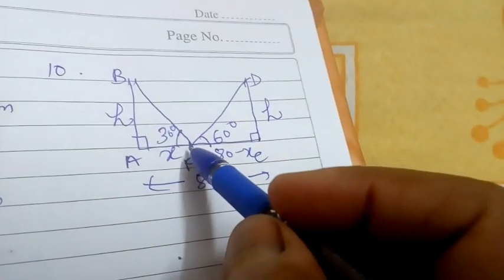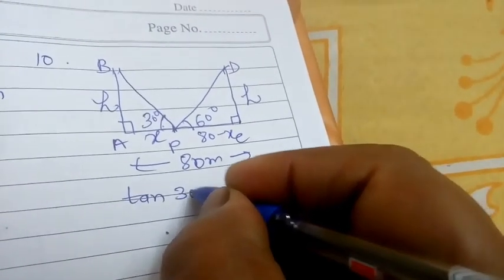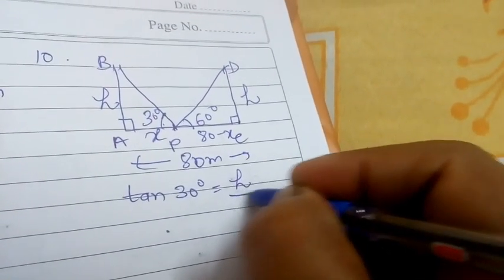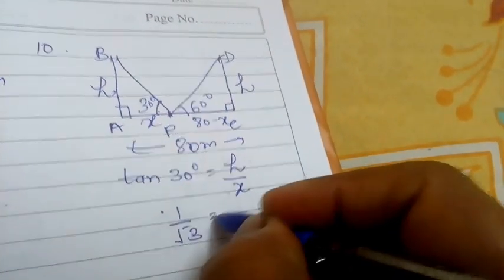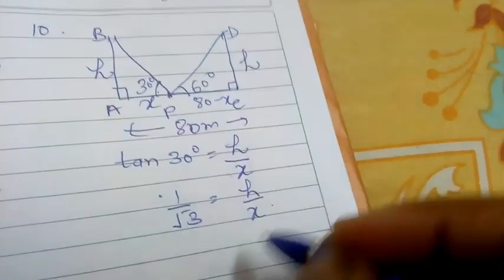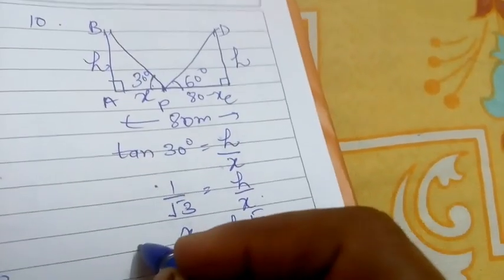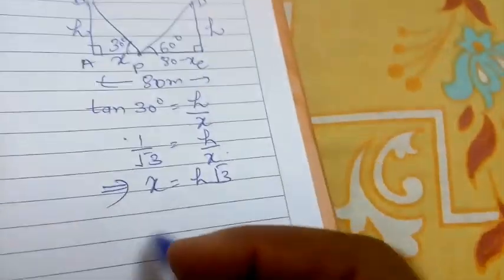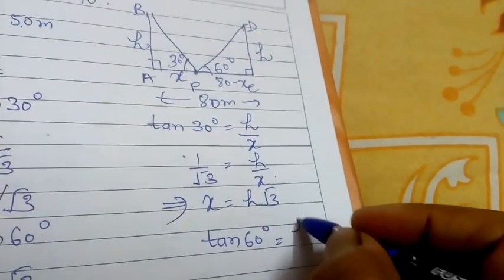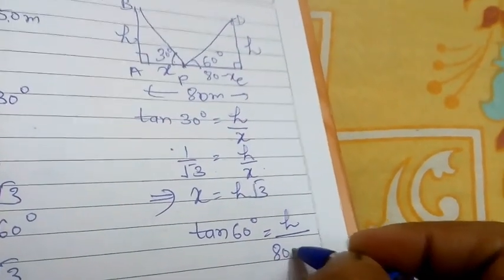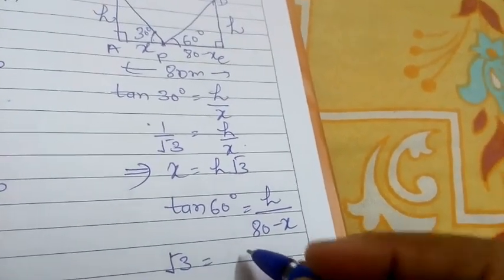Taking the ratio tan theta, tan 30 degree equals h upon x, perpendicular by base. Tan 30 degree is h upon x. So x equals h root 3. This is the first. Second, tan 60 degree equals h upon 80 minus x. Tan 60 degree equals root 3.